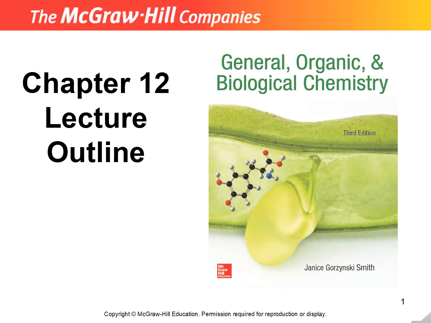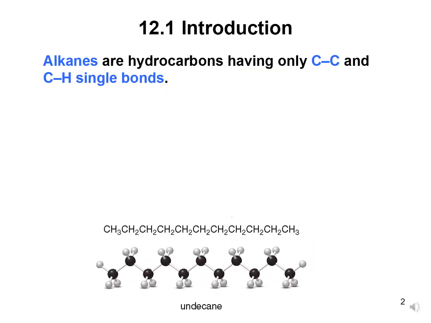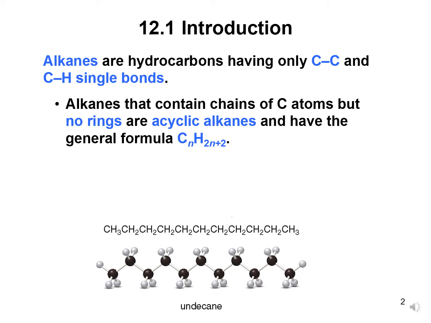Hi, this is chapter 12, part 1. The chapter is on alkanes, which basically have carbon and hydrogens alone. So methane is the simplest hydrocarbon that we can think of, which has one carbon and four hydrogens.